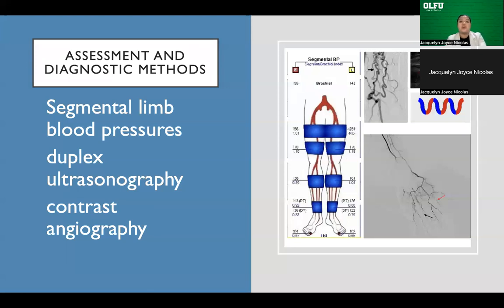Then we also do contrast angiography. So contrast angiography, so katulad nito, mapapansin nyo, may part na nawala. Okay, may part na nawala. So ibig sabihin, hindi naka-flow ang blood dito kasi maaaring meron siyang obstruction. 'Di ba? So, yan yung mga pwede nating gawin for our client.